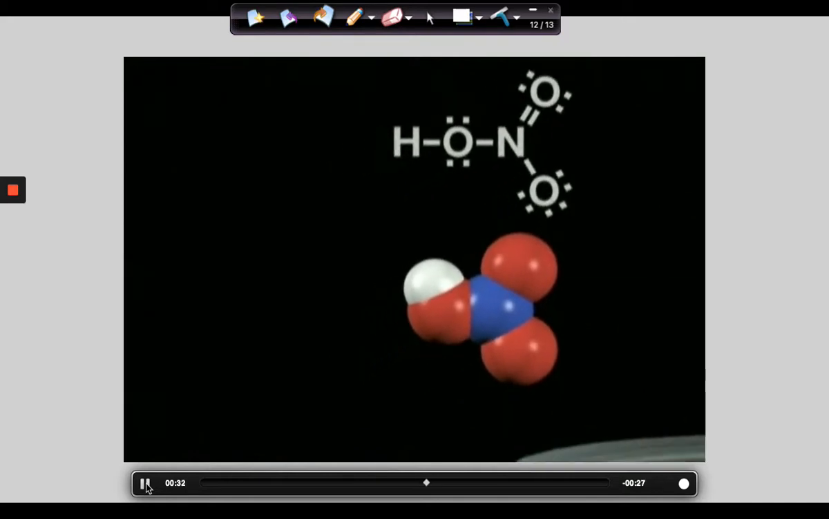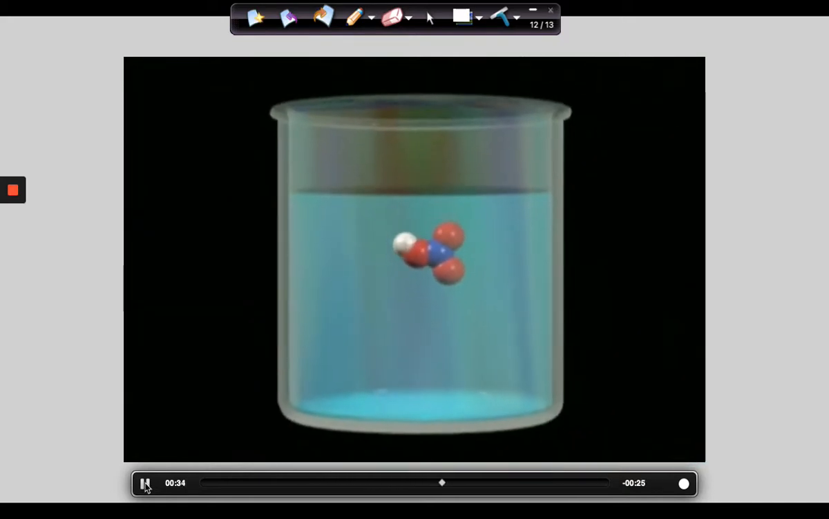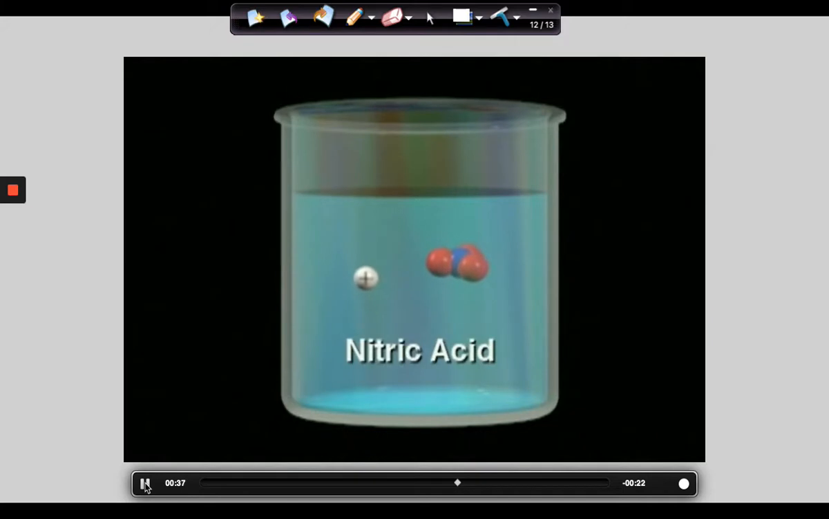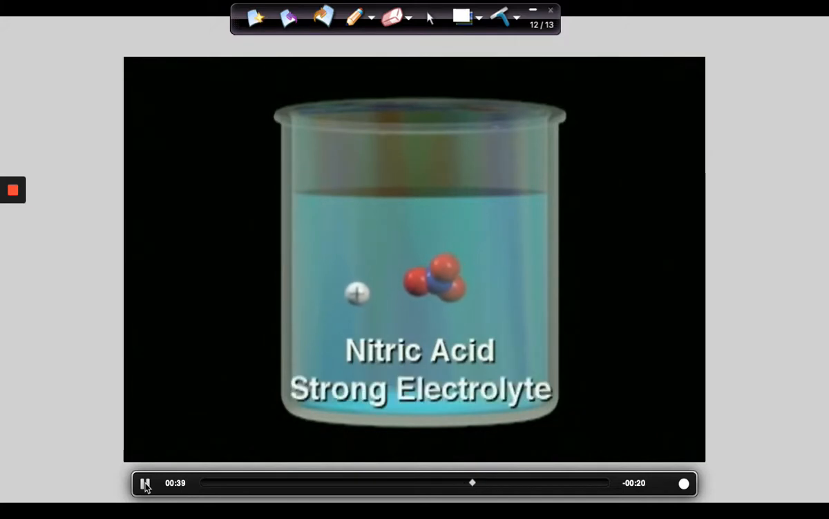Nitric acid is another common strong acid. Upon dissolving in water, nitric acid completely ionizes to form an acidic solution. Like hydrogen chloride, nitric acid is a strong electrolyte.